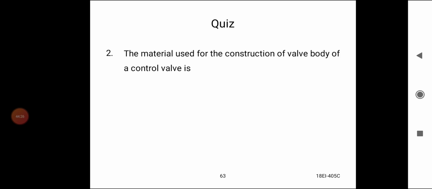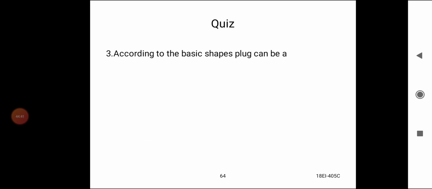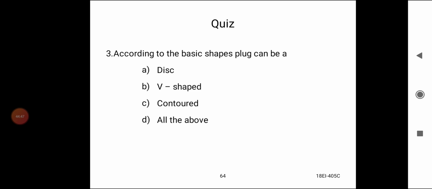Quiz 2 question: the material used for construction of the valve body of a control valve is A, cast iron and cast steel, B, bronze, C, stainless steel, D, all the above. The answer is D, all the above. According to the basic shapes, the plug can be disc, V-shaped, contoured. So D, all the above.